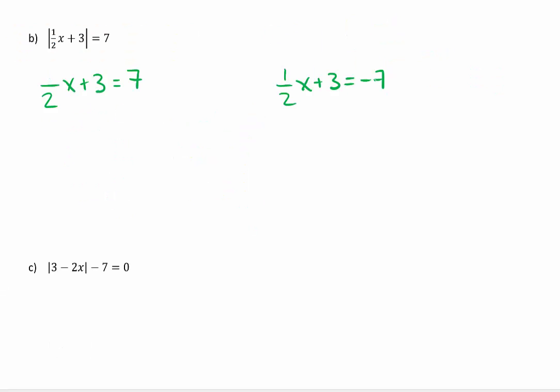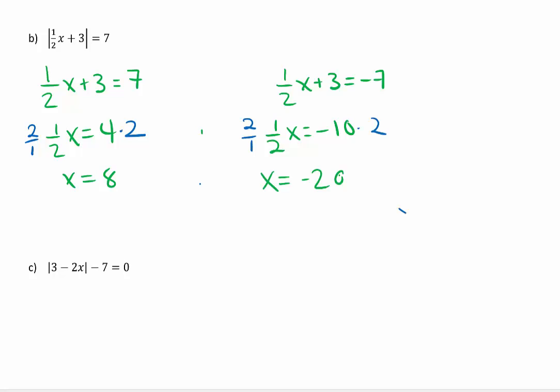We're going to do the exact same thing with example B. We have absolute value equals a positive number. So I write that as 2 equations. The 1/2 x plus 3 could equal 7, or it could equal a negative 7. To solve this equation, I subtract the 3 first, and then to get rid of that 1/2, we have to multiply both sides by 2, and that gives us x equals 8. We're going to do the exact same thing with the second equation. Subtract the 3 first, and then multiply by 2. And once again, I've got two solutions. x could equal 8, or x could equal negative 20.